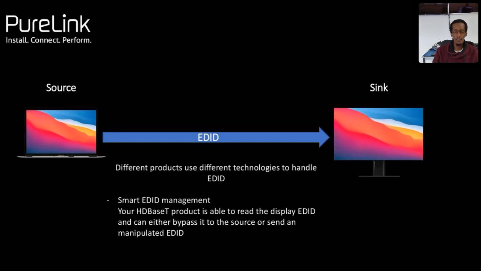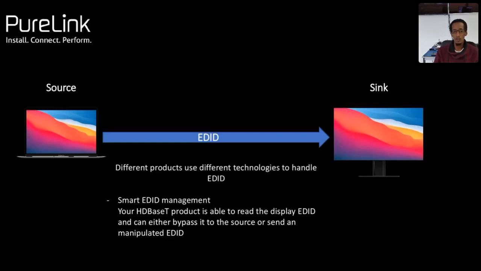Very important to know is the EDID management over HDBaseT. So there are different ways you can handle EDID. EDID is the display information which is passed to the source, and the source will, based on the EDID information, send out a working resolution for your display. Some HDBaseT products have a smart EDID management. That means they can read the display EDID and they can either just bypass it to the source, or they can manipulate the EDID and pass EDID information to the source which will work for the display, but also for your HDBaseT extender set, for example.